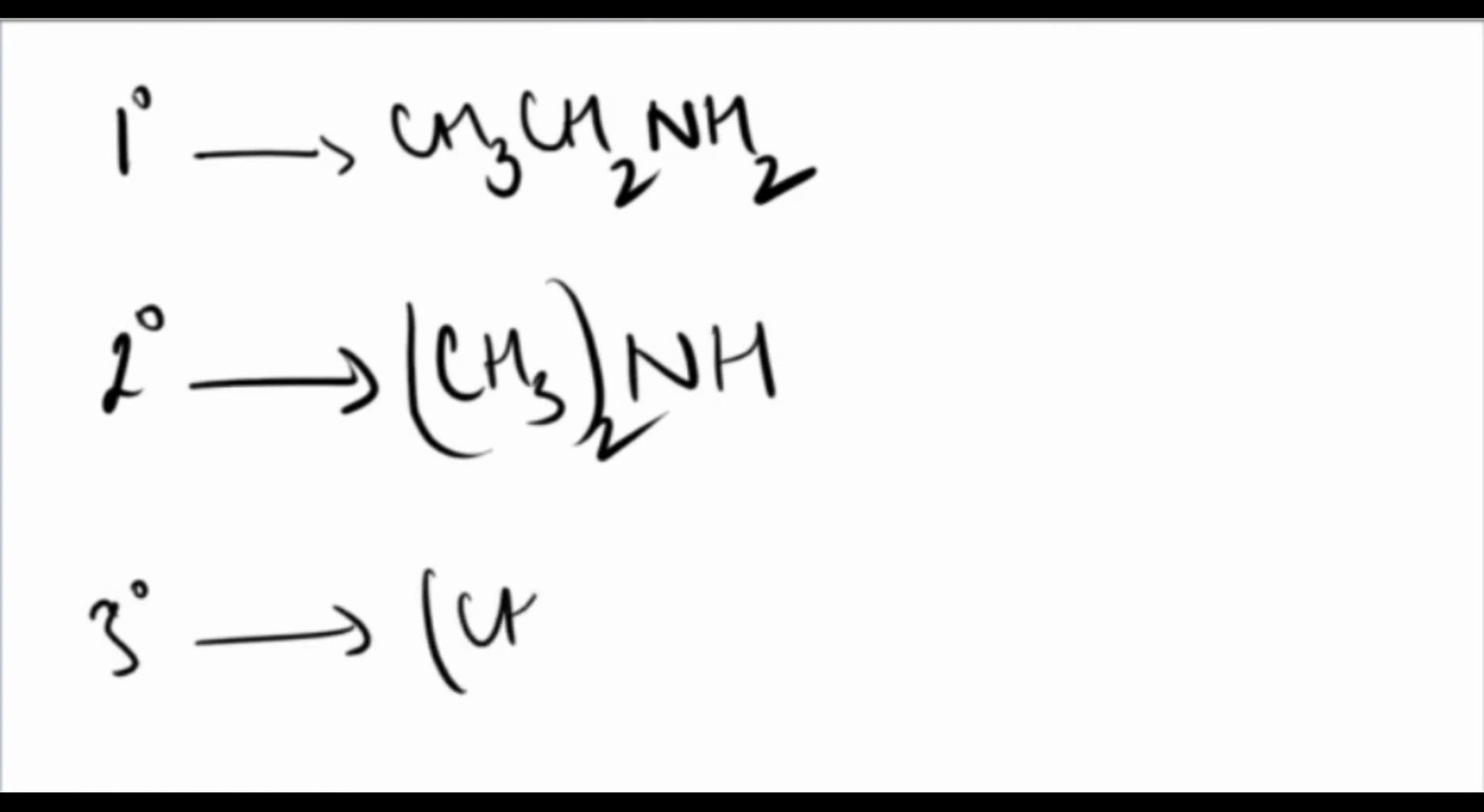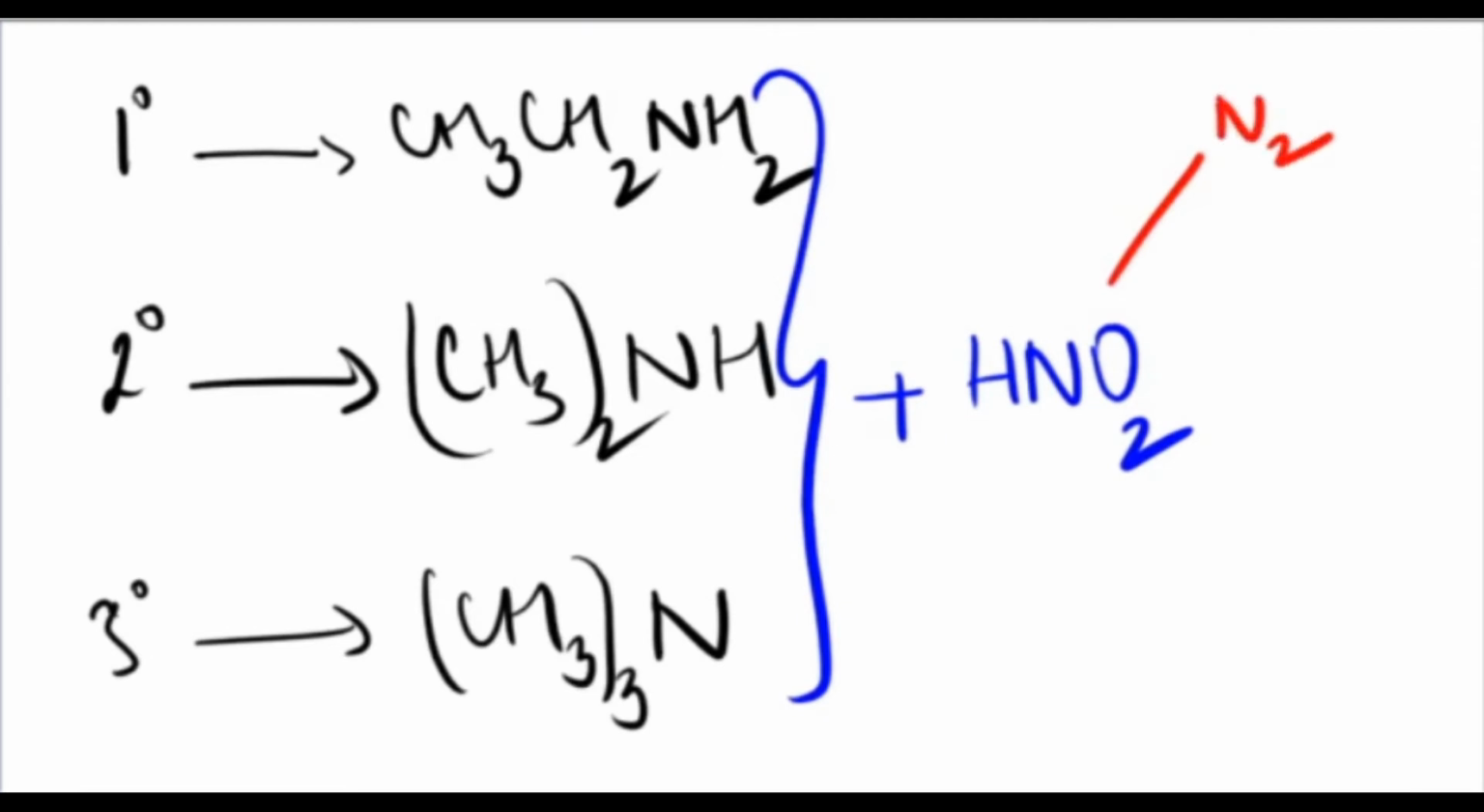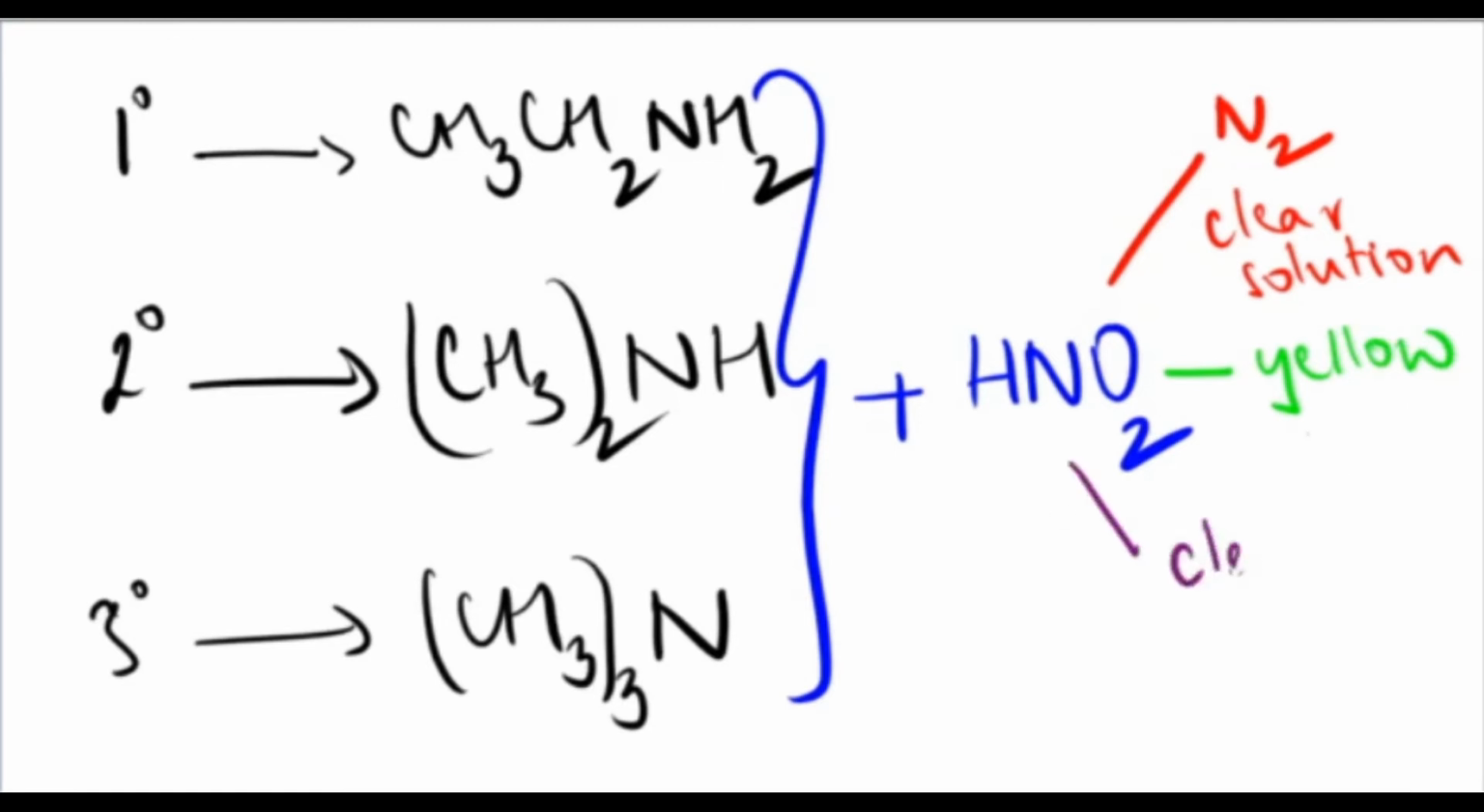Now, all of them, when you react them with nitrous acid, you're going to get different compounds, and this is a good experiment to differentiate between these three groups. So when you reacted with primary, you get nitrogen gas and a clear solution. With secondary, you will get a yellow product, and with tertiary, you get a clear solution with no nitrogen gas. You get a solution of an ammonium salt.